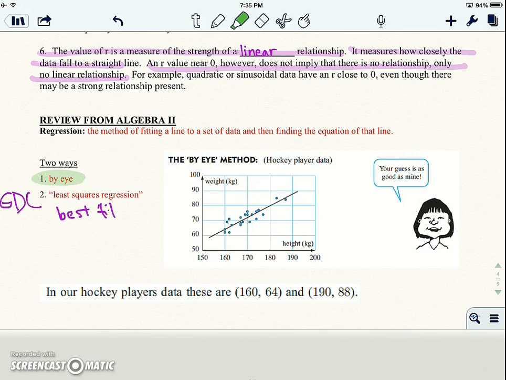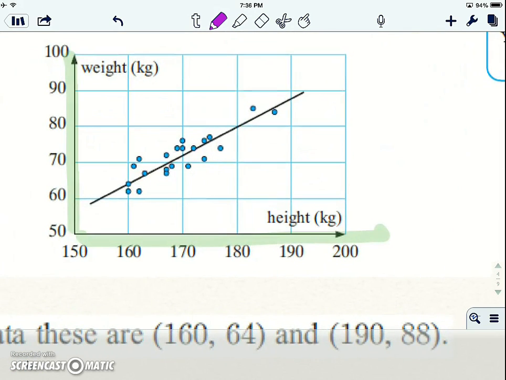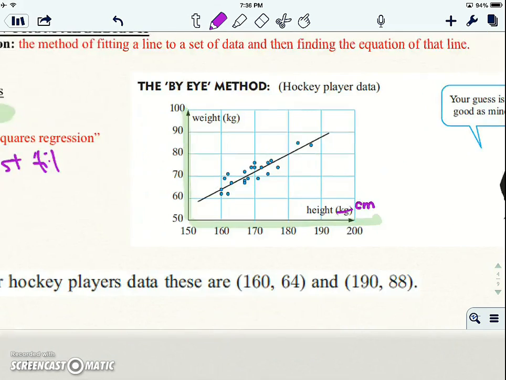So here is the by eye method. What we have here is some hockey players where we've got their heights in kilograms and their weights in kilograms. Question, what's wrong with that? I hope you notice that height should be in centimeters. Kilograms do not measure length.